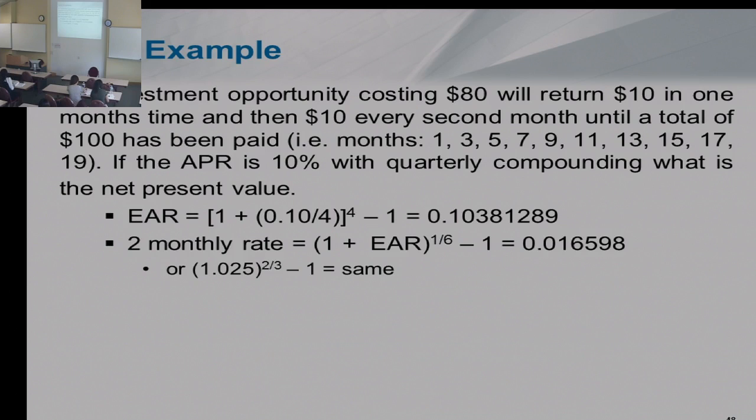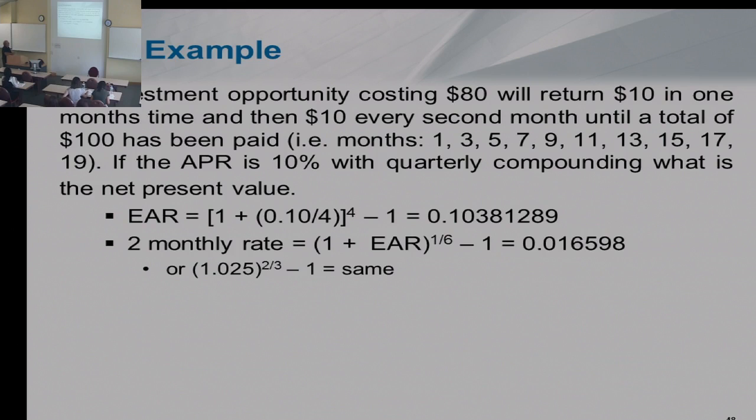So 1.025, the third root, will give me the monthly rate, and compounding it, squaring it, will give me the 2-monthly rate. That's just putting those two steps together in one step. So 1 plus 0.025 to the power of 4 to the power of a sixth. Multiply the indices together: 4 times 1 over 6 is 2/3. So now I've got the rate, I can find the present value of the annuity.